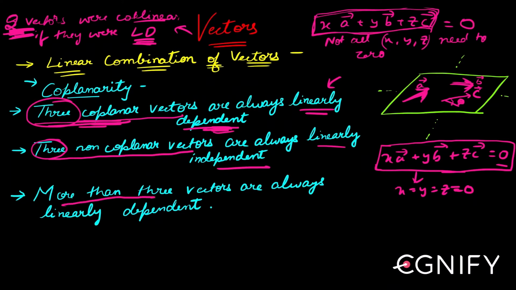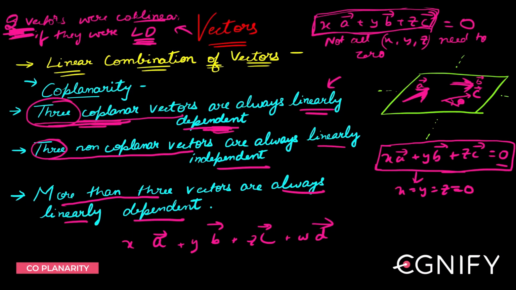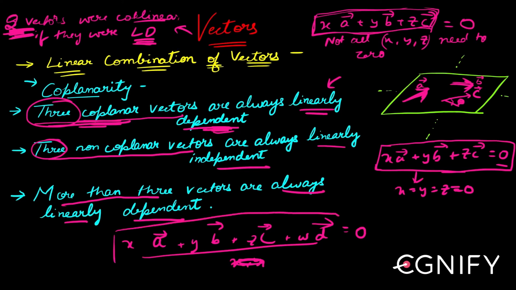More than three vectors are always linearly dependent. So if I have somewhat like four vectors, and if I take their linear combination, then these vectors will always be linearly dependent. That means I can make this expression 0. I can make this expression 0 even with non-zero x, y, z, w. Which means, fine, one of them can be 0, two can be 0, but not all will be 0, right? Not all will be 0.